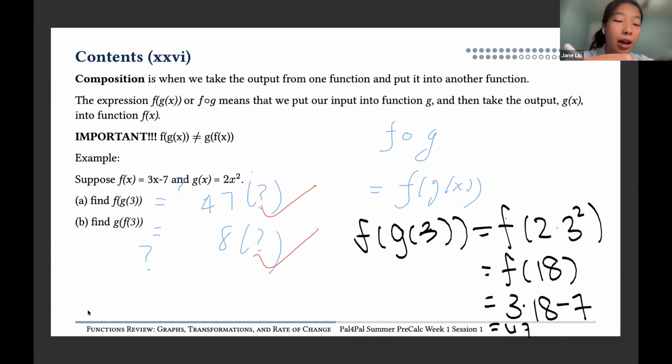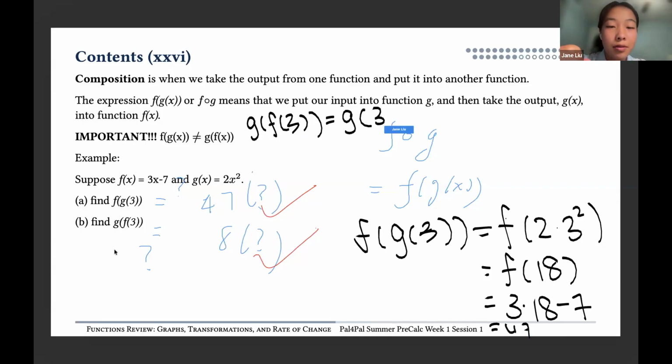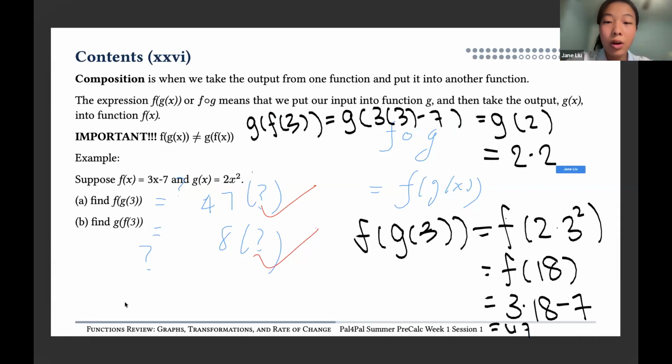And for the second one, if we have g of f of 3, that would be equal to g of 3 times 3 minus 7, which is going to be 9 minus 7, g of 2, which if we put into g, that would be 2 times 2 squared, which is 8. One thing you can notice here is that they're not equal, which means that function composition is an operation that is not necessarily commutative. Do you guys know this, commutative?